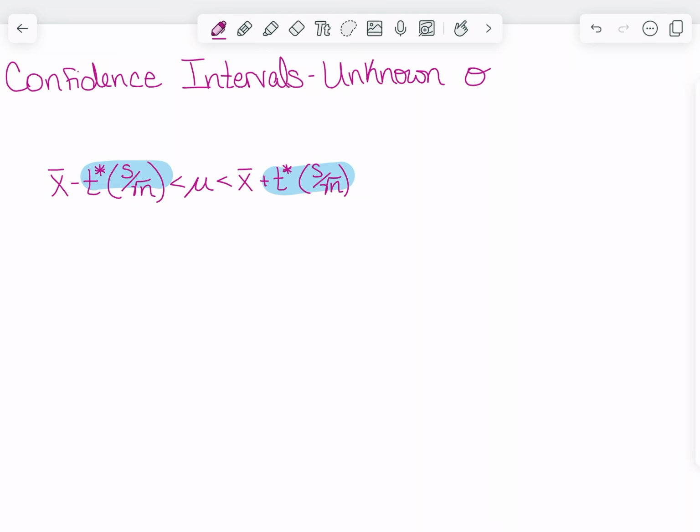The big differences between this and a known standard deviation is that I'm going to use the sample standard deviation rather than the population standard deviation, and we're going to be using the t-distribution rather than the normal distribution.